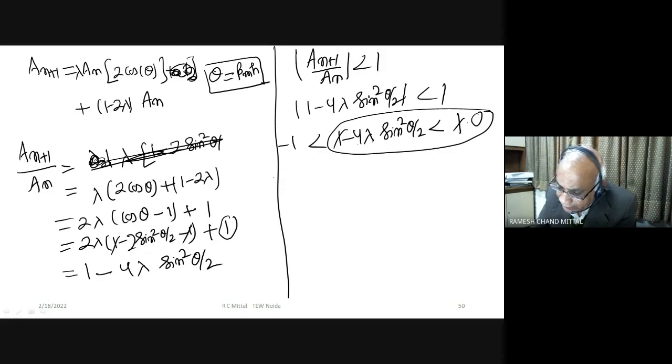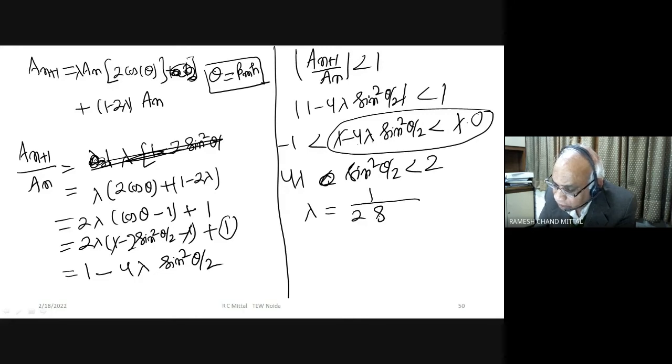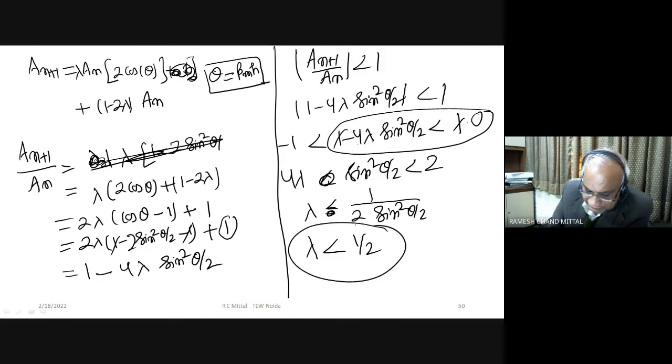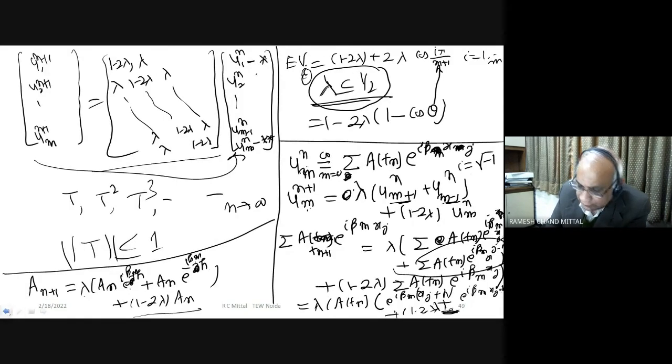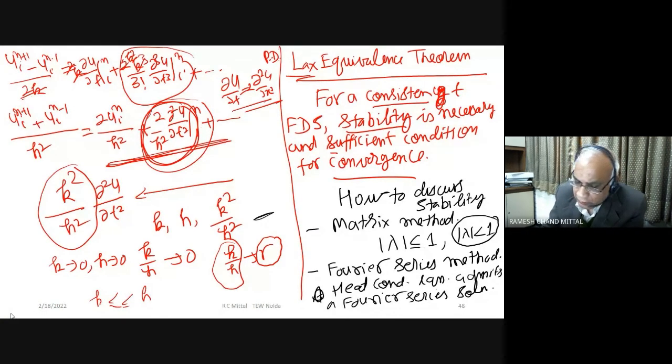If I take this side, then I get 4 lambda sine square theta by 2 should be less than or equal to 2. Or I get this, lambda should be less than half sine square theta by 2. Less than or equal, I write this way. And the value of sine square theta by 2 is maximum 1. So I say lambda is less than half. That is the stability condition. And then I get the same condition which I get by the matrix method.